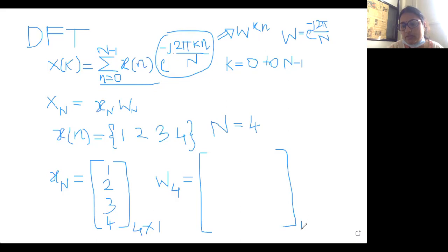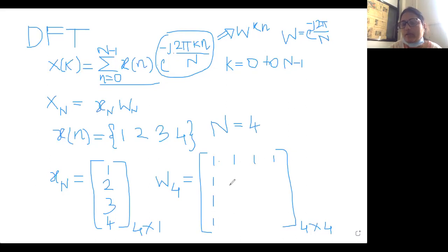Size of this matrix is 4 by 4. So what are the elements of this twiddle matrix? I have told you the twiddle matrix, first row and first column is always equal to 1. So we will write it as all are equal to 1, first row and first column.